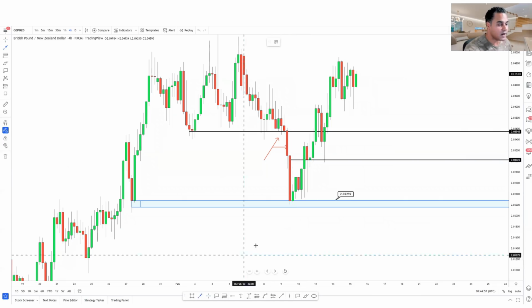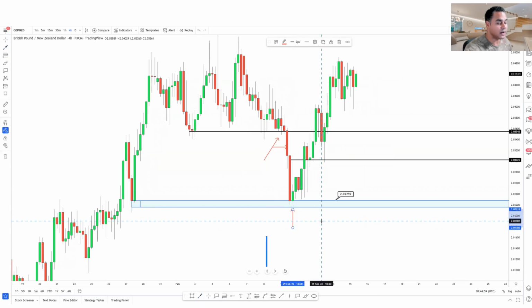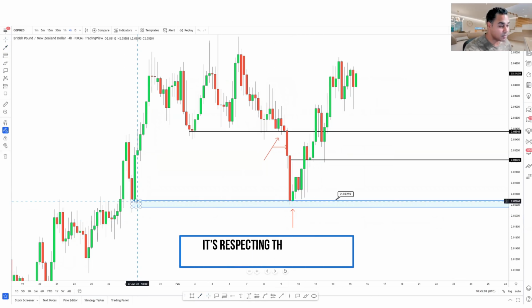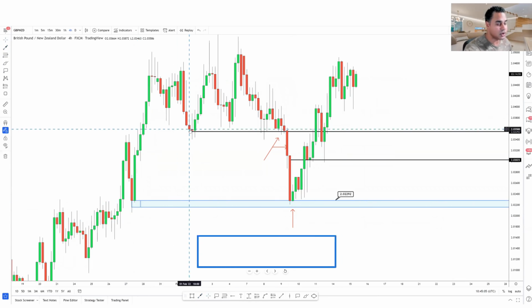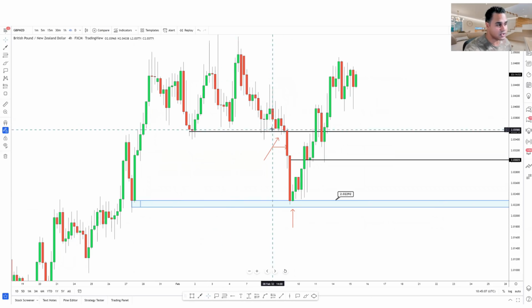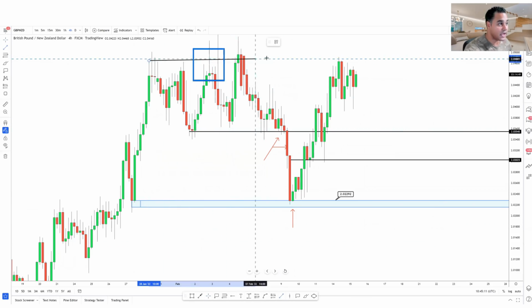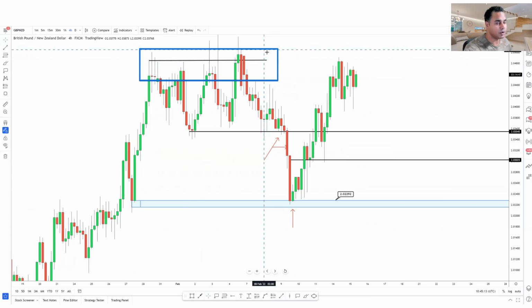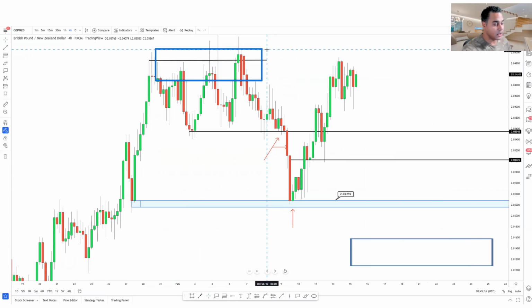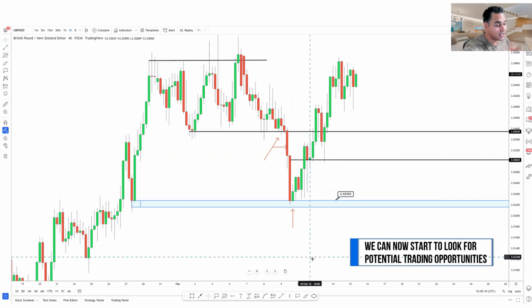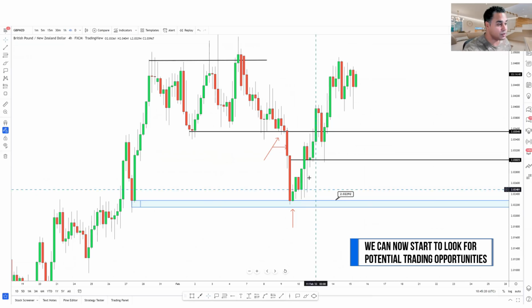However, once price comes back to this level, you now need to say to yourself, it's respecting the previous higher low in the uptrend. The reason why this is not a higher low, or this is not a higher low, or this is not a higher low, is because price did not break the structural high to confirm the higher low, because the higher high was not put in. So once we have this information, we can now start to look for potential trading opportunities.